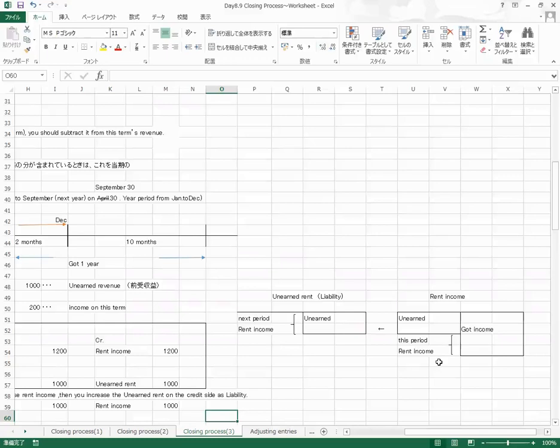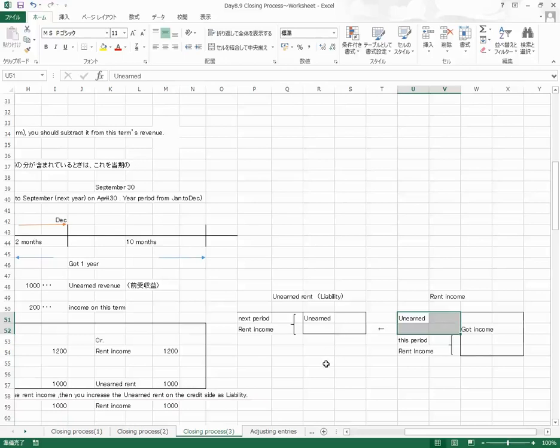So, yeah. You got income this period, but unearned, $10,000 unearned, so decrease from rent income.